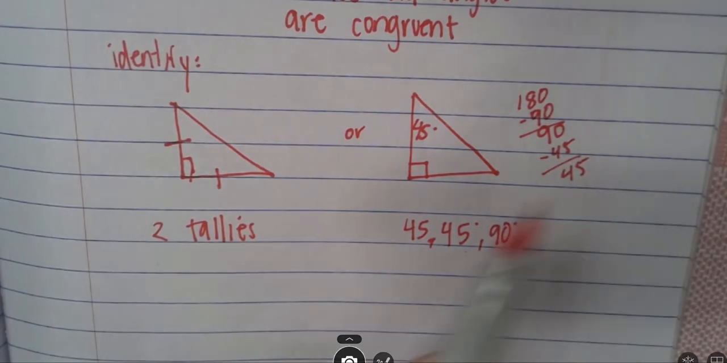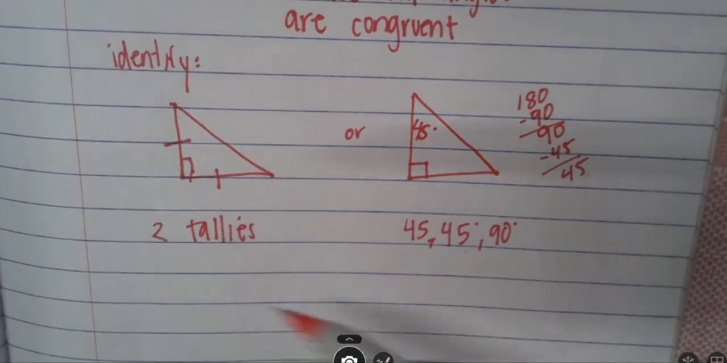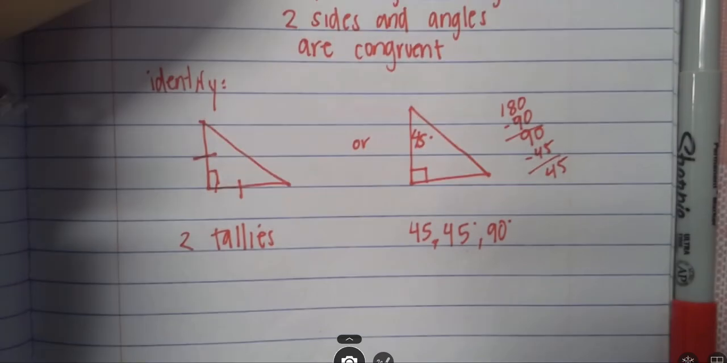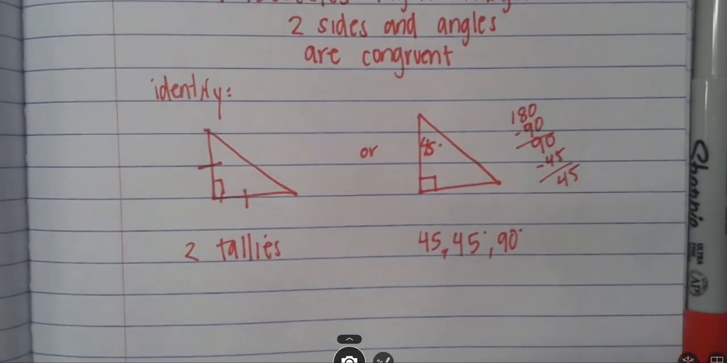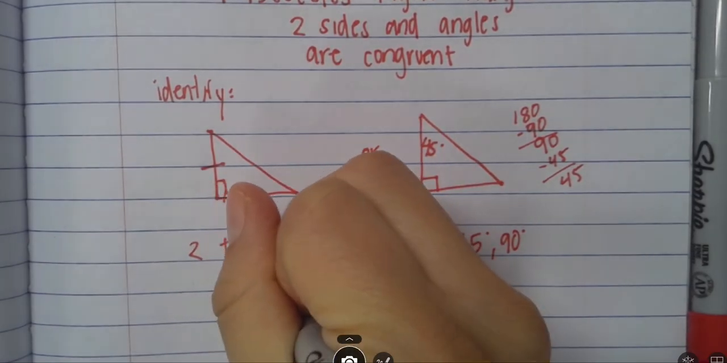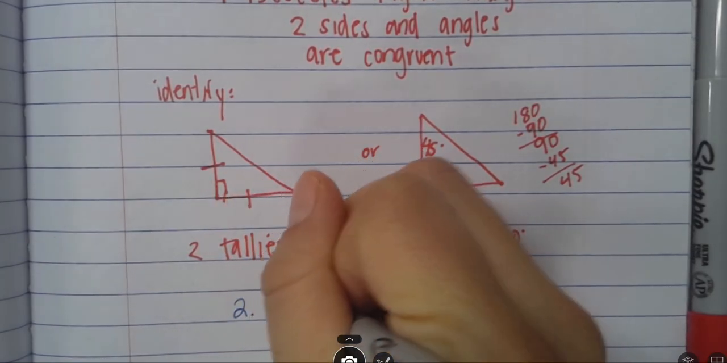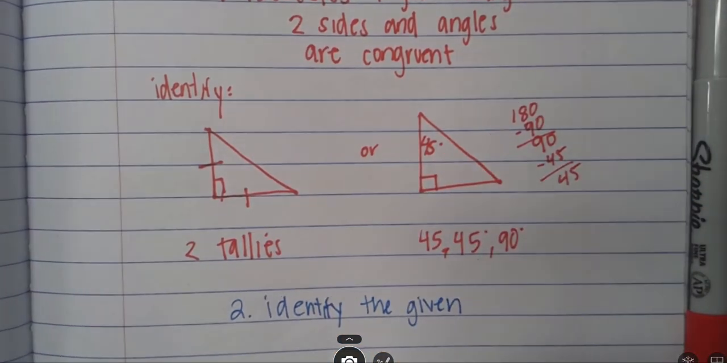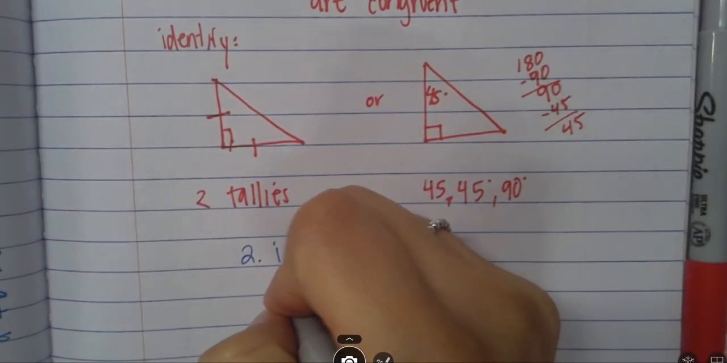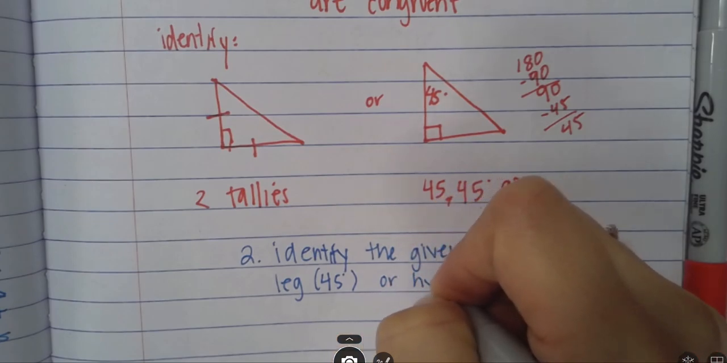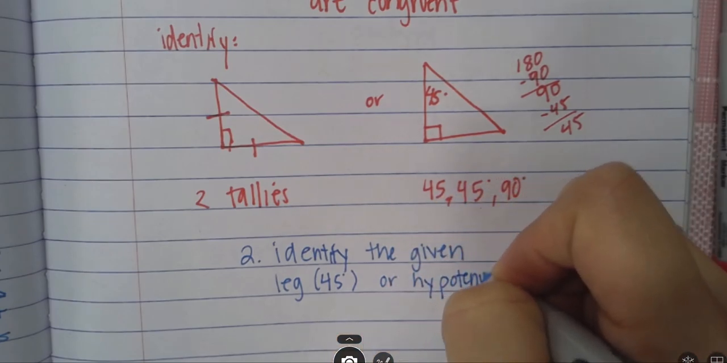Okay, so this is how to do it. Remember, in our new unit for right triangles, you have to know when to use it. This is when you use it, and then let me show you how to use it. So you have to identify the given. That's the first thing. You have to figure out, what did they give you? You're going to be given either the leg or the hypotenuse. The leg is across from 45, or the hypotenuse is across from 90.